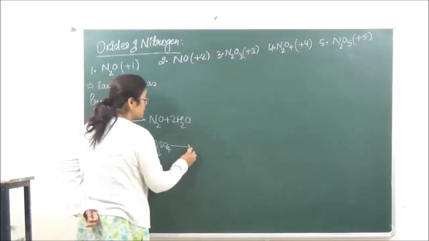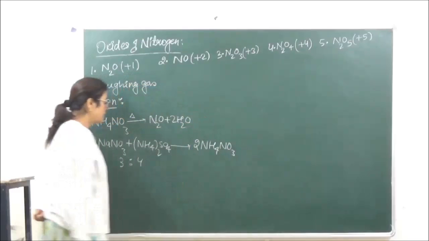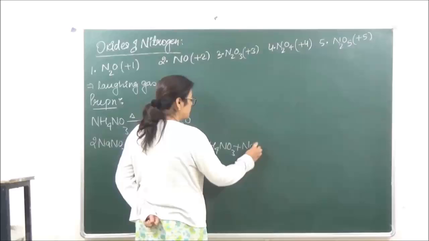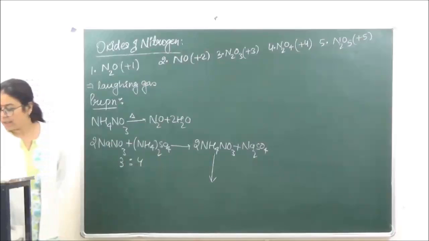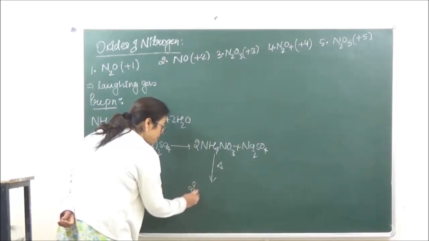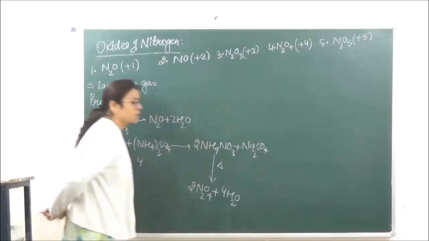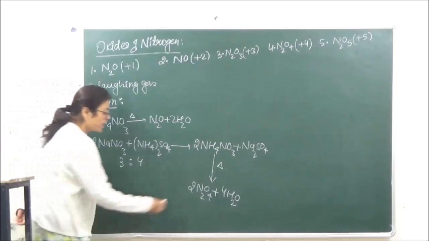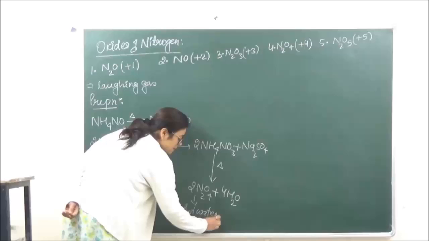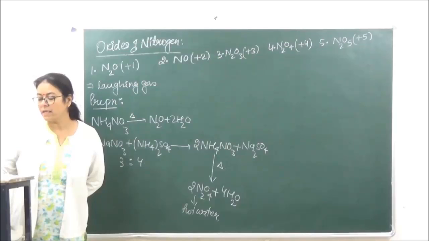When we do this we get ammonium nitrite, right? And we are going to get sodium sulfate. ये जो ammonium nitrite यहाँ पे बनता है, this is further heated to give us nitrous oxide plus water. Okay, so ये जो nitrous oxide है, this is collected over hot water. Why over hot water? Because in cold water it is soluble. Okay, hot water में it is insoluble, cold water में it is soluble. Therefore, it is collected over hot water.